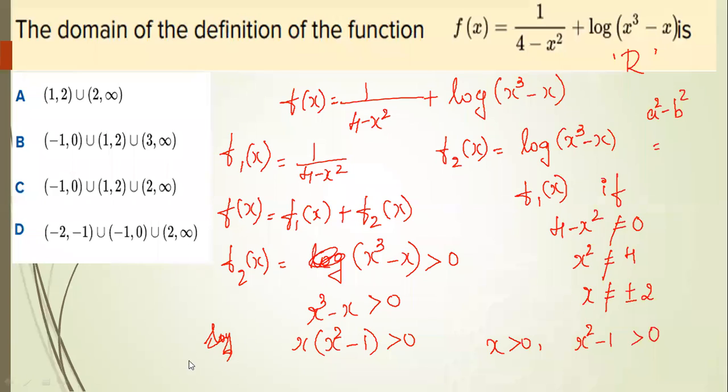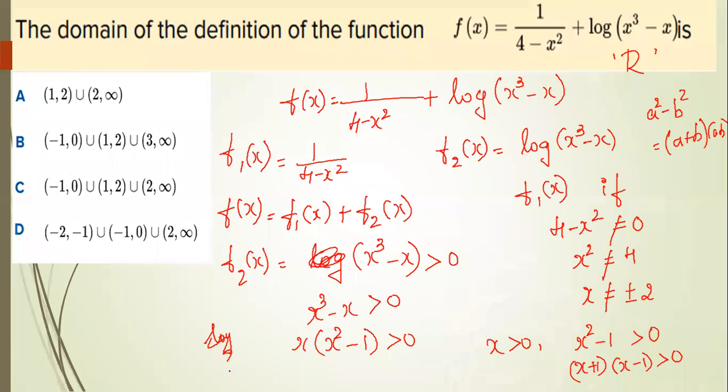What is a square minus b square? A plus b into a minus b. So here, in place of a we have x and in place of b we have 1. So what is x square minus 1 square? It is x plus 1 into x minus 1 should be greater than 0.